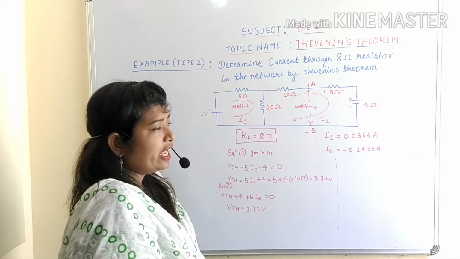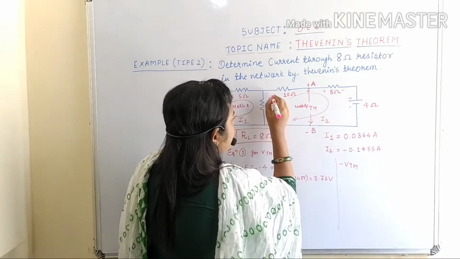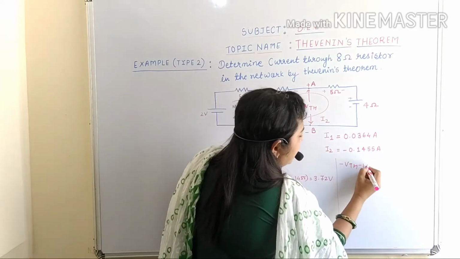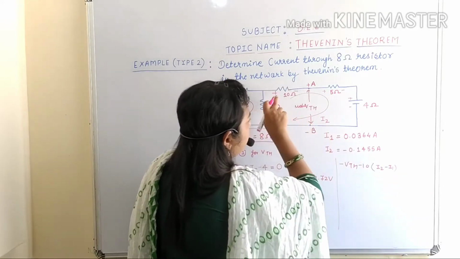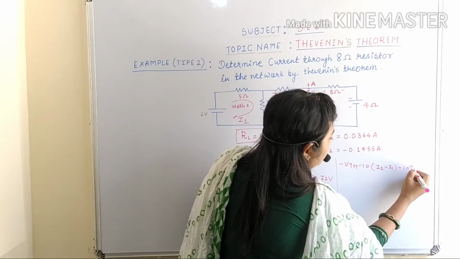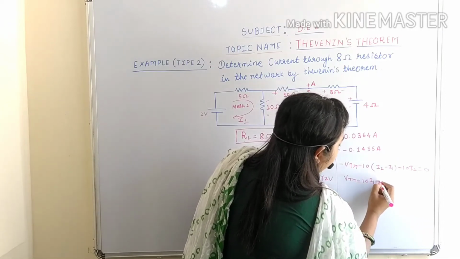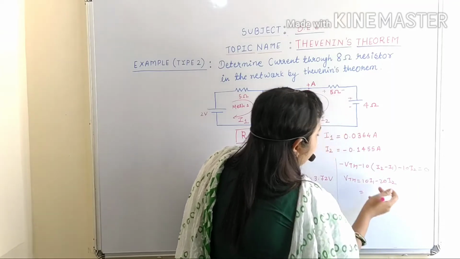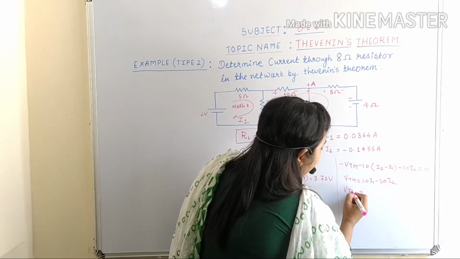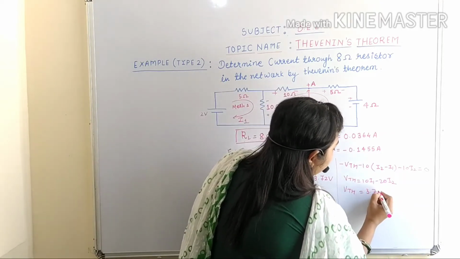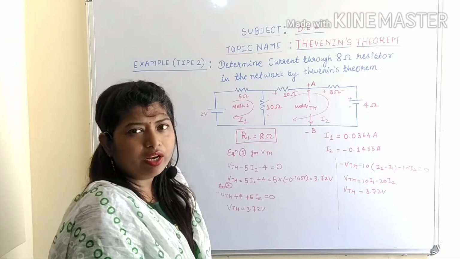How are you going to apply KVL from A to B? Minus VTH. Here the direction is minus 10. Current flowing through this is what? I2 minus I1, minus 10 I2 is equal to 0. So you will be getting 10 I1 minus 20 I2. If you substitute the values of I1 and I2 in this equation, you will get VTH is equal to 3.72 volt. You can check whether you are getting the same answer or not.